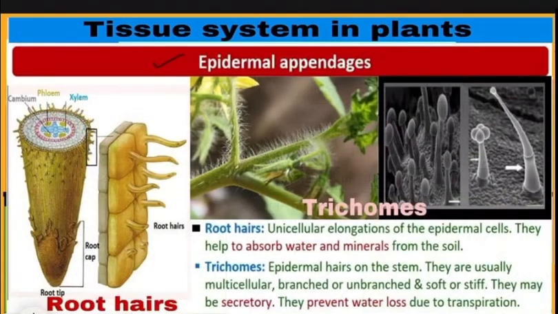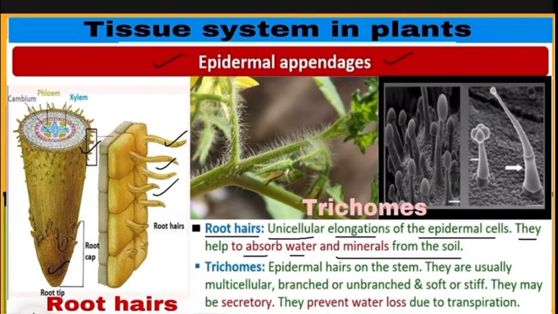The cells of epidermis bear different types of epidermal appendages. Number 1 type, root hairs. This is the root and these are the root hairs. You can see here, these are the root hairs. They are unicellular elongations of the epidermal cells and they help to absorb water and minerals from the soil.